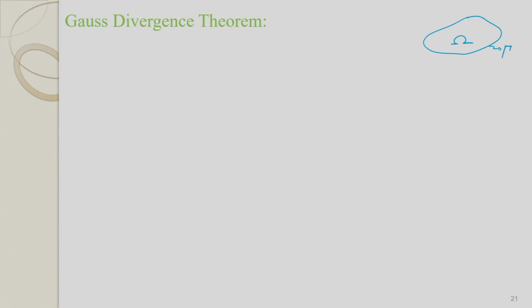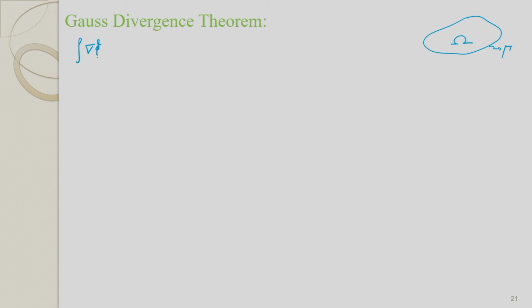Similarly, in 3D, for a 3D domain omega, we have a 2D curved surface gamma as boundary. There are different statements of Gauss divergence theorem. We will try to get one framework of all the statements. Let us see them one by one.